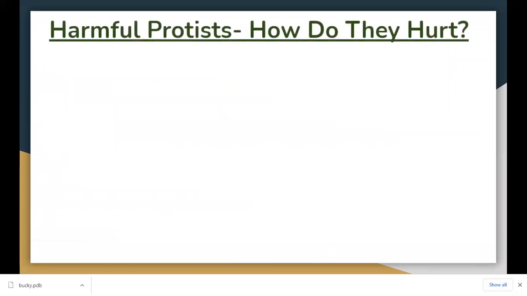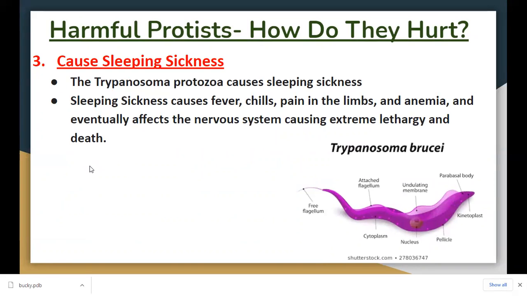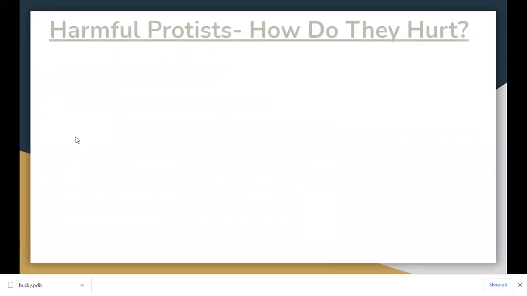Another harmful effect of the protists is that they cause a thing called sleeping sickness. That's what that looks like. And I don't know if I'm going to say this correctly, the Trypanosoma protozoa causes sleeping sickness. This causes fever, chills, pain in your limbs, and anemia. And eventually it affects the central nervous system and it causes extreme lethargy and even can cause death. So there's nothing to mess around with.